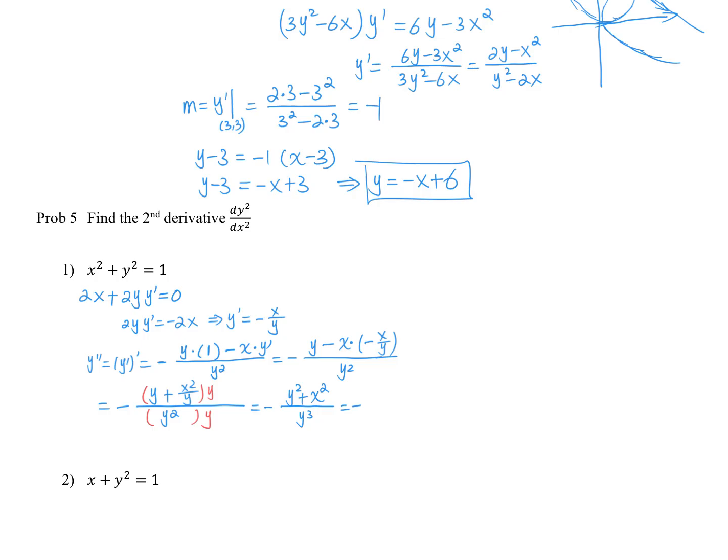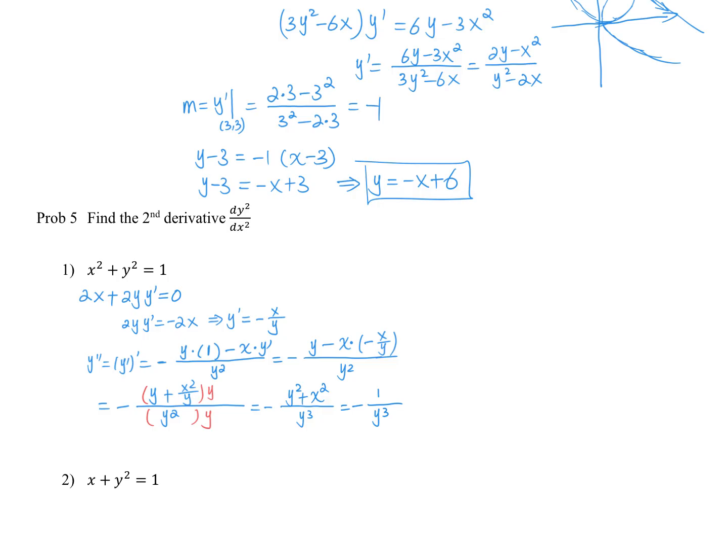And we can actually simplify this a little further. What is y squared plus x squared? We know from the given equation it is equal to 1, right? x squared plus y squared is equal to 1. So therefore our final answer will be 1 over y cubed with a negative sign.